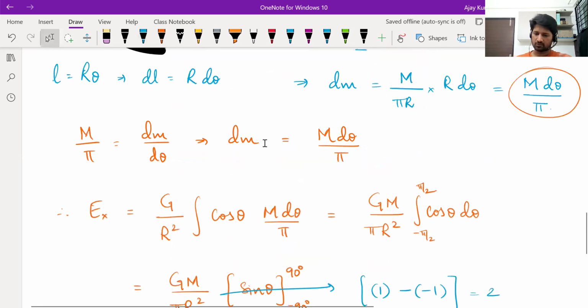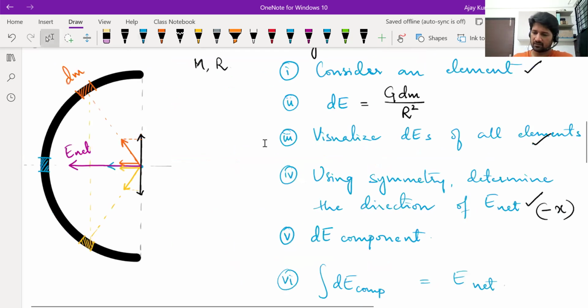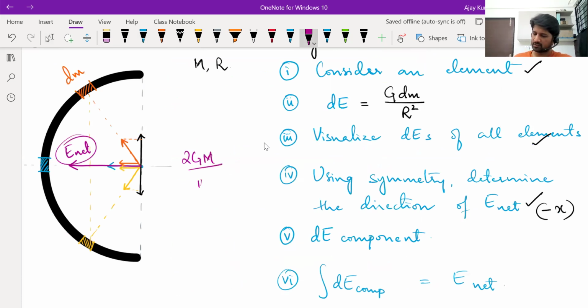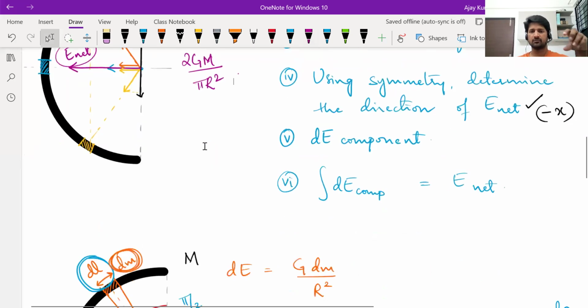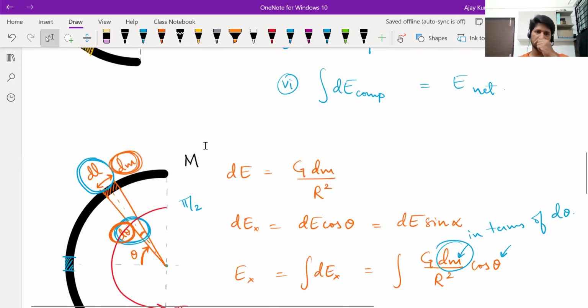Okay. So the net gravitational field produced by a semicircular ring at its center is 2GM by πR squared. You don't have to remember this result, but the approach is what you need to remember. How are we doing this? Since it's a semicircular ring, you can treat it as a collection of elements, particles, point masses. We wrote the expression for field produced by one point mass.